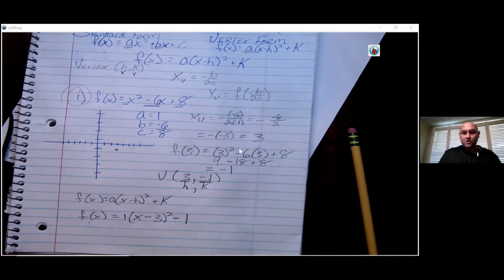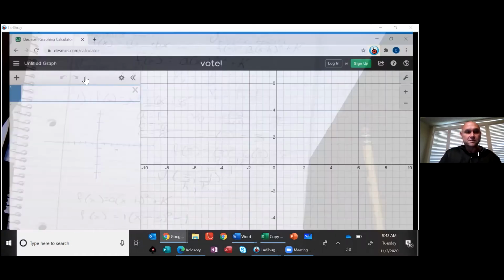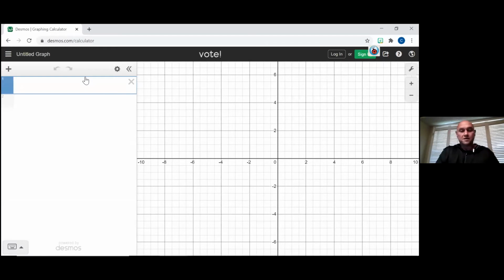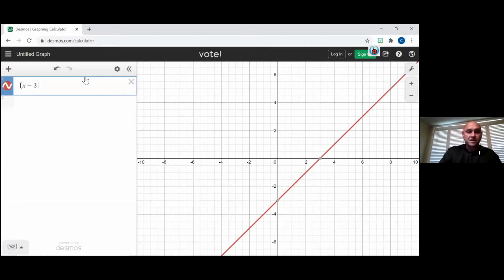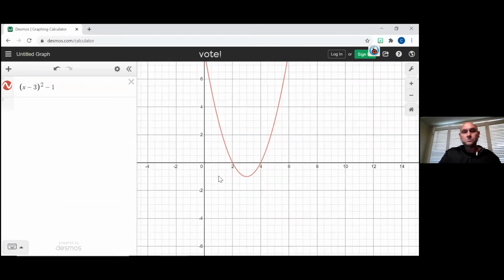Now I'm going to pull up Desmos right here and plug that in, just to show you guys I did it right. So I've got parentheses x minus 3 squared minus 1. Boom. Right, so here we can see the vertex is at 3, -1, right?